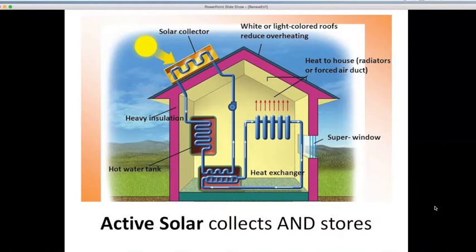Do you guys remember the concept of cogeneration? Natural gas could be used for heat and electricity. This is the same thing. We can use it for electricity or heat or both. So solar panels can cogenerate as well.